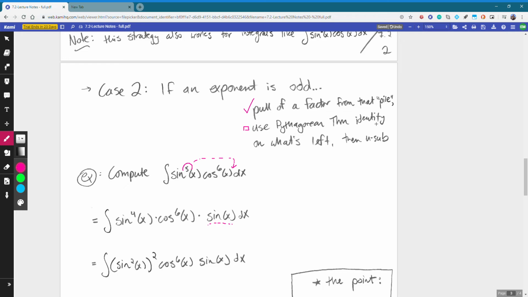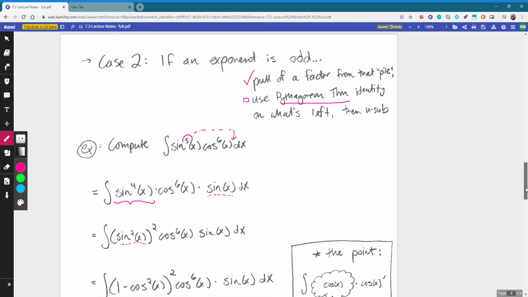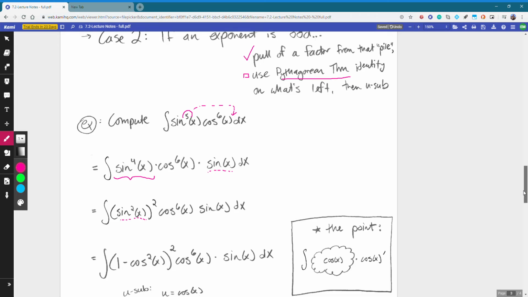Step 2 here is use the Pythagorean theorem identity on what's left. Well, in order to do that, what's left over here, since we pulled off one of these sines, we now have an even power. And so we can do the trick that we saw just a moment ago and write this as sine squared to some power. However, now we don't want to use a double angle formula. The instructions here are telling us to use the Pythagorean theorem identity. And so here, sine squared is 1 minus cosine squared. And making that substitution, this is what we're left with.